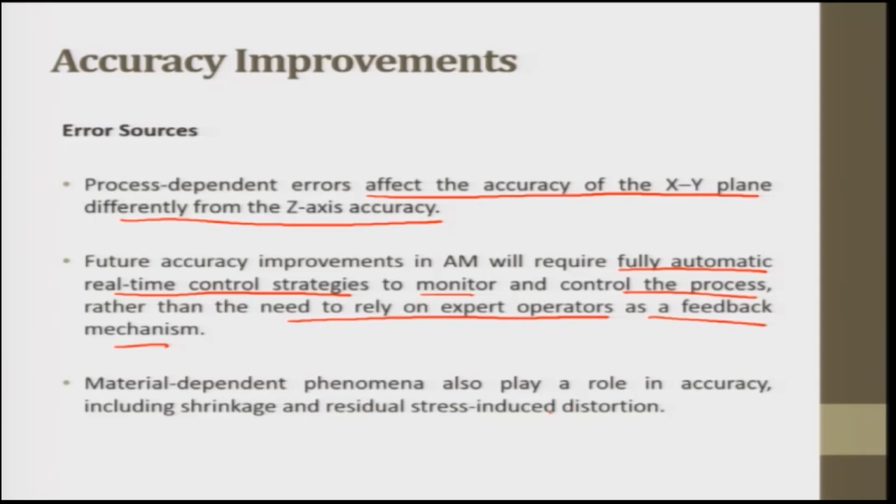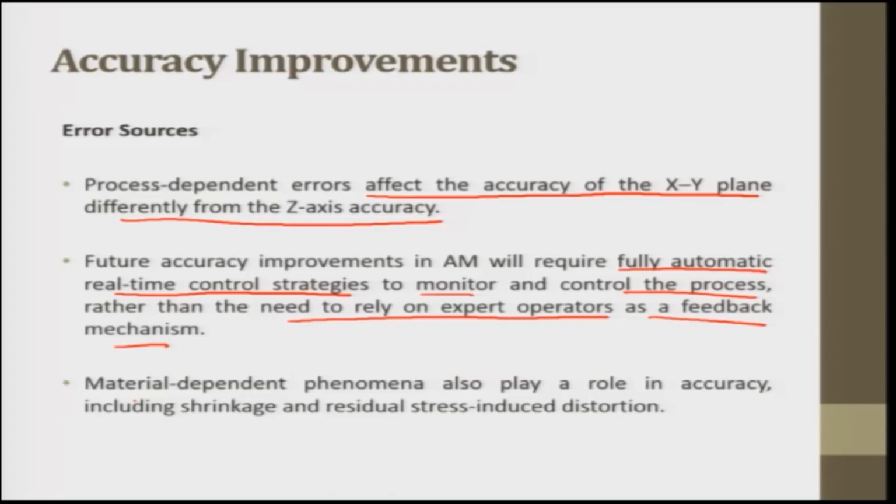Now, Internet of Things is also there. People can just order the product at their home, the specific customized product, the shape, and that can be printed and delivered to them. So, those things are there. We need not have expert operators; the computers would work by themselves and the product will be manufactured. So, there are certain interfaces which are developed for this. Material dependent phenomena also play a role in accuracy, including shrinkage and residual stress induced distortion.